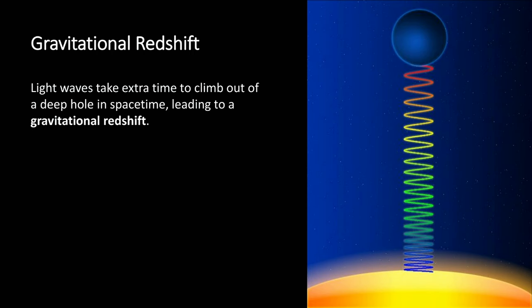So for example, the sun doesn't have a lot of mass, but any photon that's leaving the sun is going to be redshifted as it climbs out of the sun's gravitational well. And so this is something that we can measure on the Earth even. So this is one of the ways that we verify general relativity.